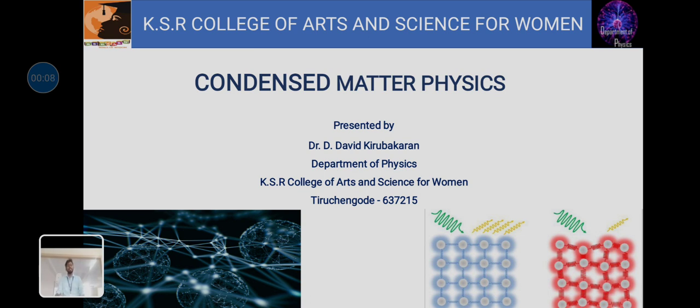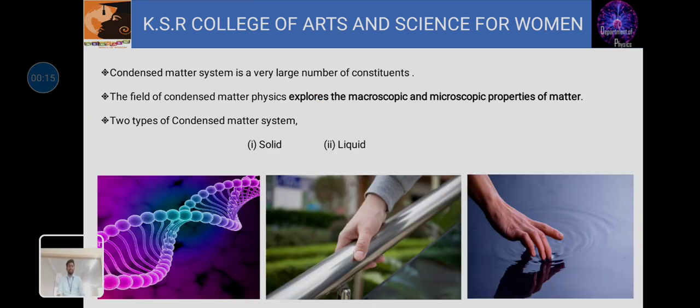Now we are going to see a glimpse of condensed matter physics in a short time period. Let's move into the topic. A condensed matter system has a very large number of constituents. We study how matter arises from a large number of interacting atoms, molecules and electrons, and what physical properties it has as a result of these interactions.